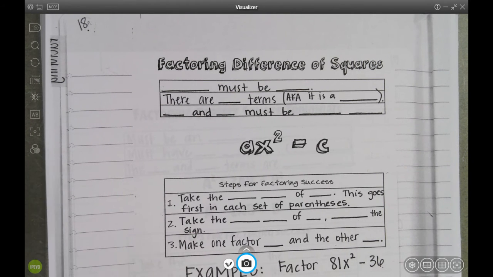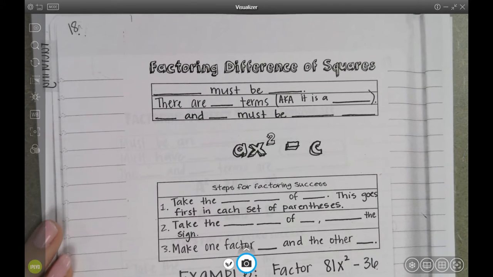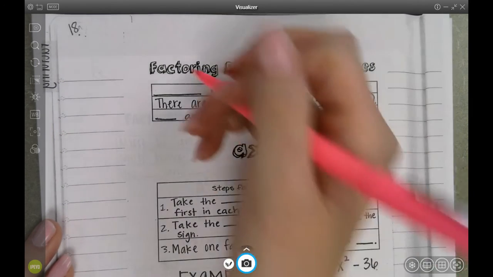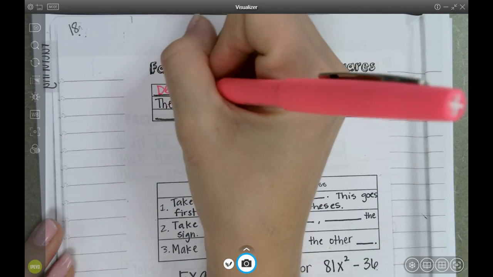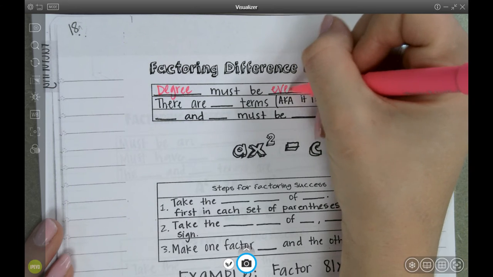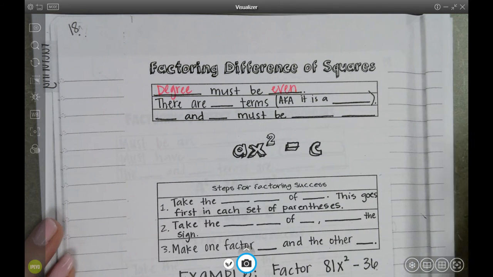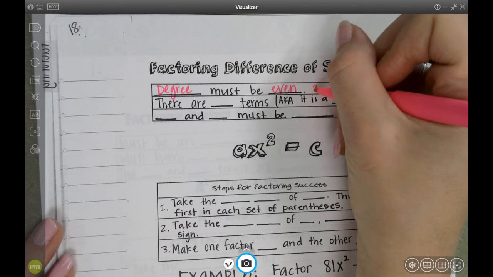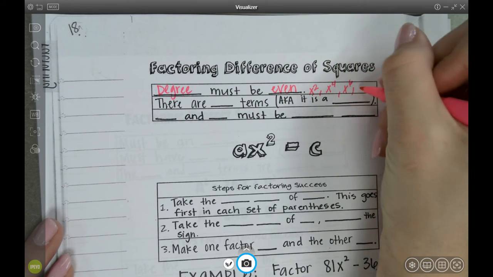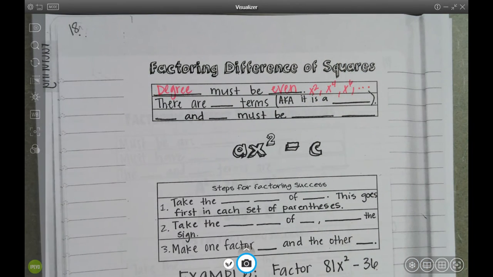Okay, so factoring difference of squares. For this to be the kind of factoring that you can do, the degree must be even. So it has to be like an x squared, x to the 4, x to the 6, etc., etc. An even number as your biggest exponent.